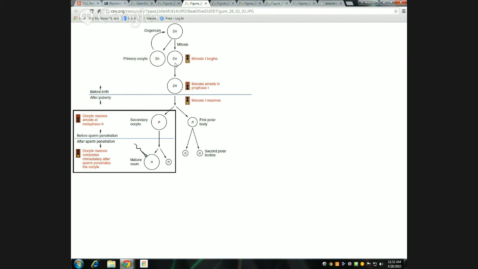Okay. At this point, after the first meiotic division, we're now dealing with what's called the secondary oocyte, as opposed to the primary oocyte that is what started meiosis. The other cell that comes out in this division is represented by a smaller circle, and this is what's called the first polar body.